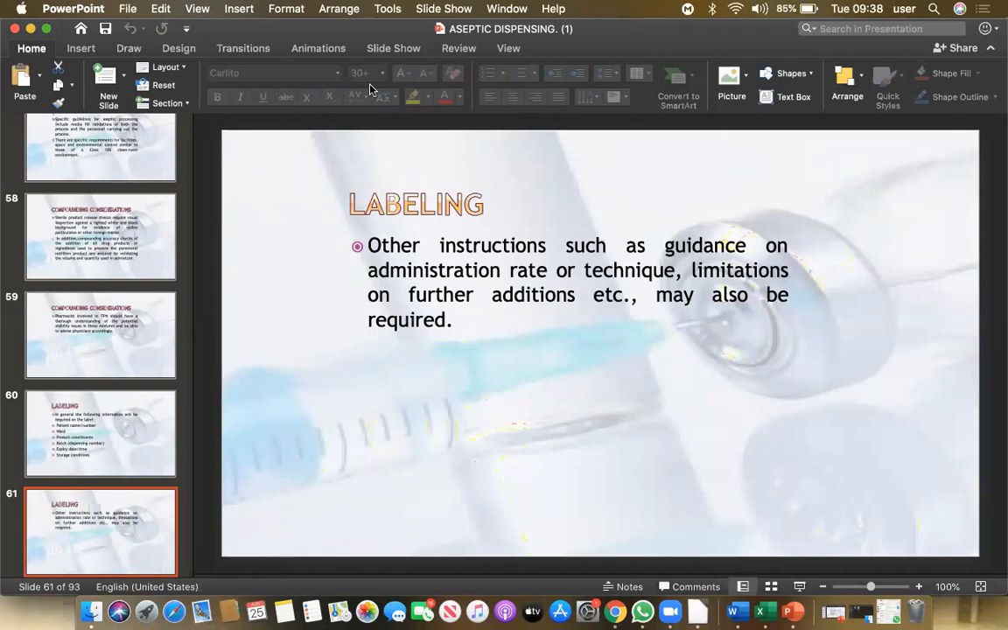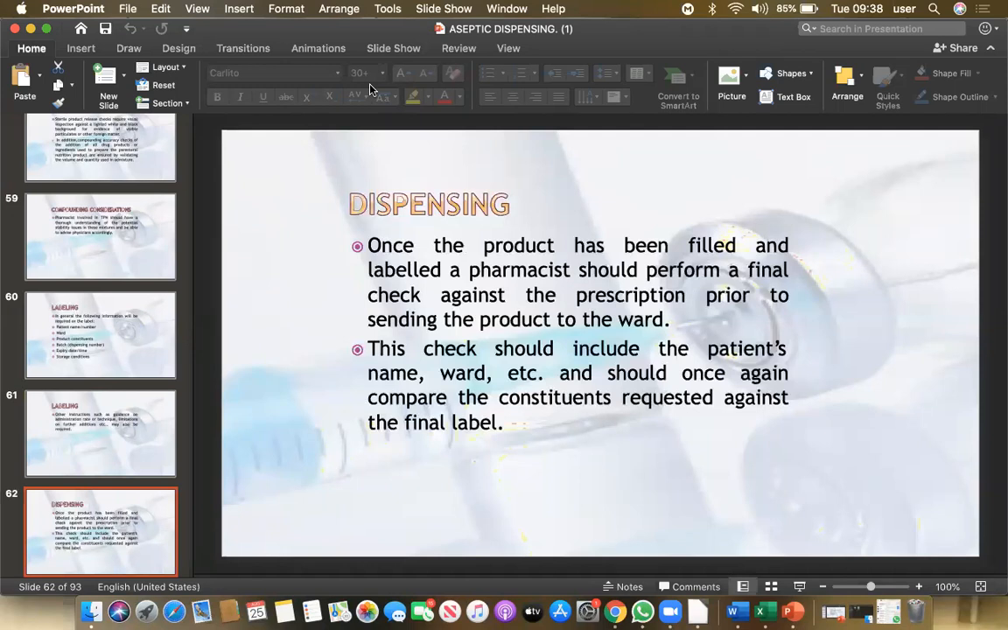the patients. When the product has been filled and labeled, the pharmacist should perform a final check against the prescription prior to sending the product to the ward. The pharmacist has to check the product according to the prescription required by the physicians. This check should include the patient's name, ward, and should once again compare the constituents requested against the final label. So there are 3 checks that have to be done for TPN.